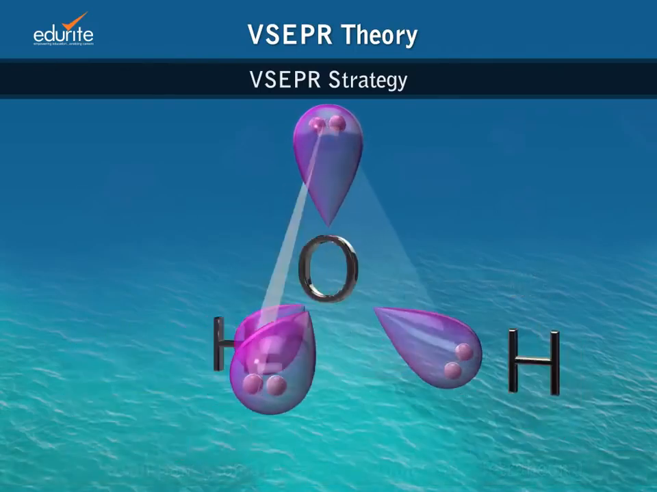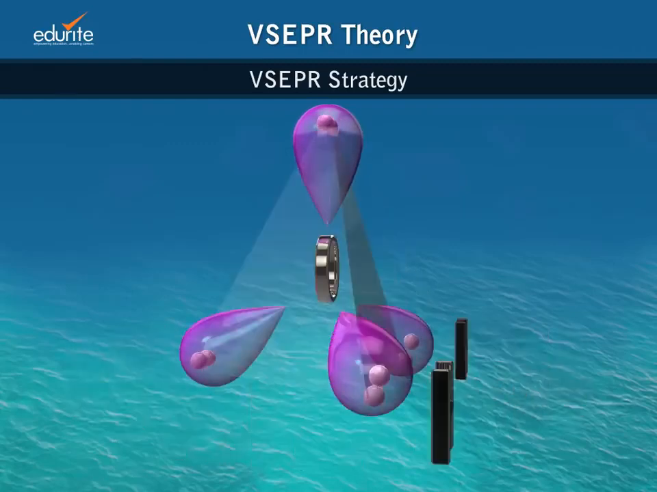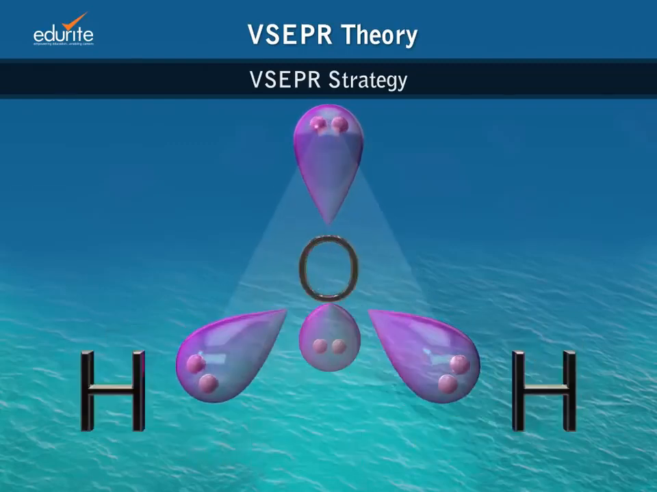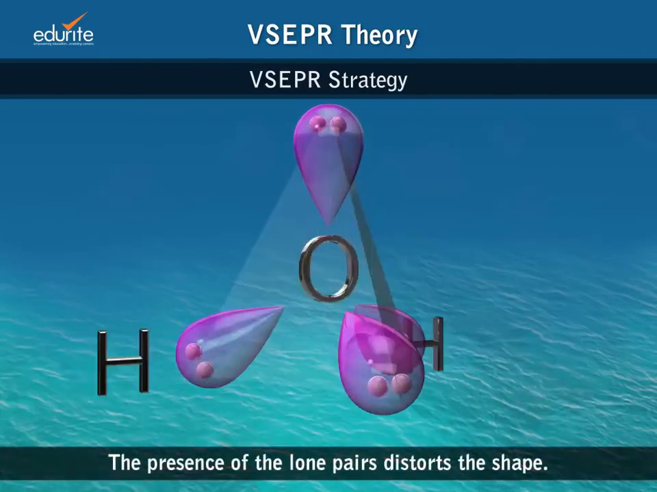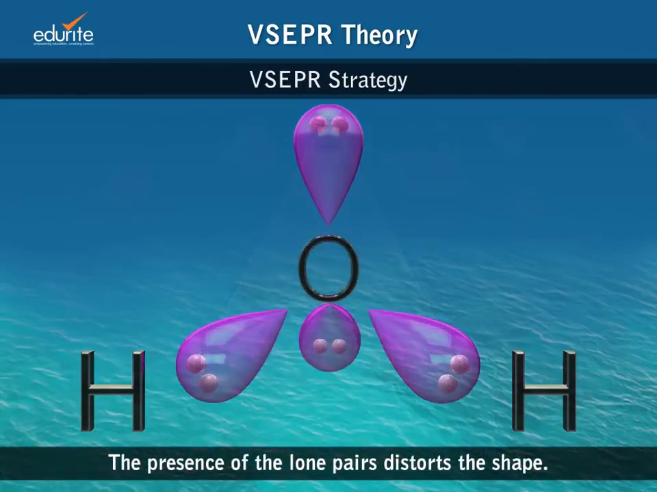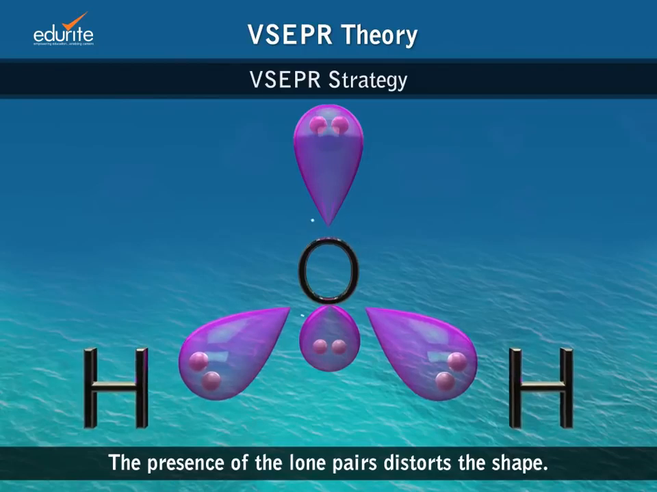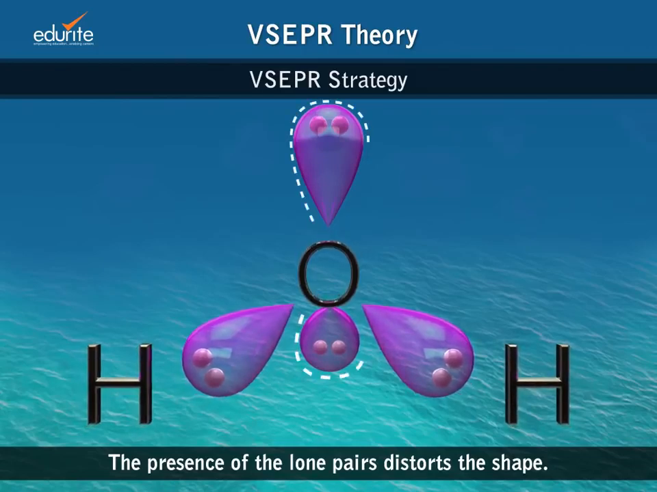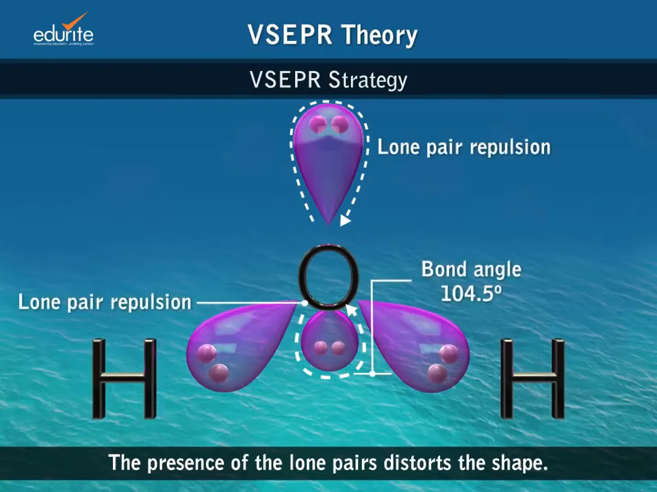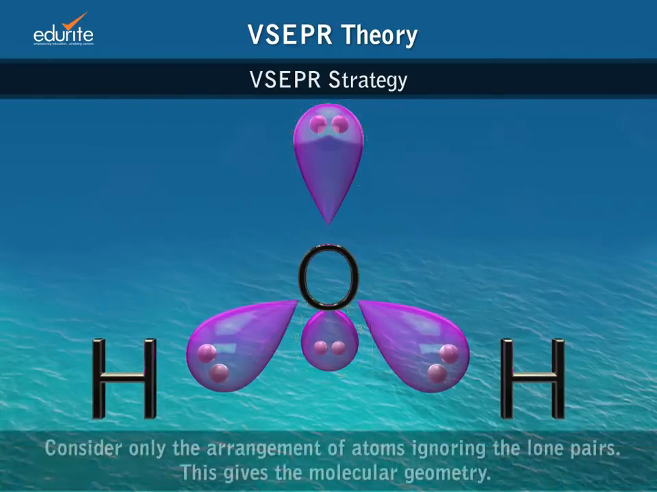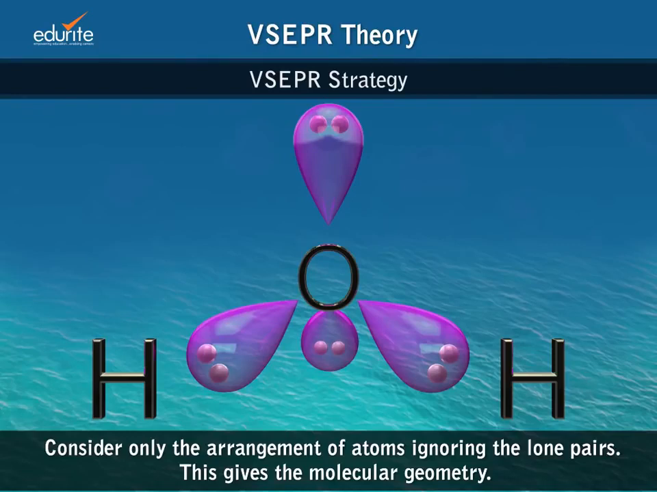However, this is not the final structure, as the electron pairs are not similar. The effect of the lone pairs has to be brought into the picture. The presence of the lone pairs distorts the shape. The lone pairs exert greater repulsion on the bonded pairs, resulting in the bonded pairs being pushed closer to each other. Next, determine the molecular geometry.